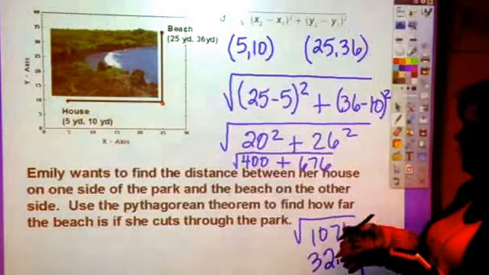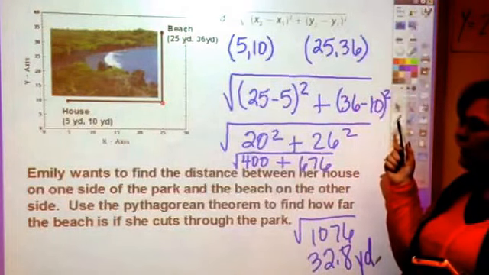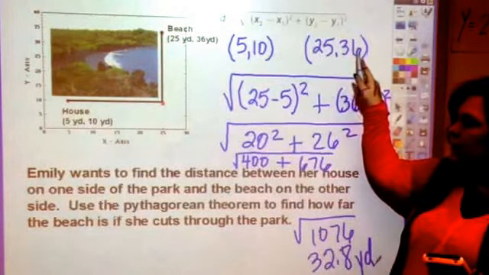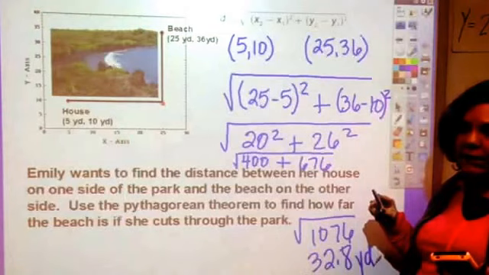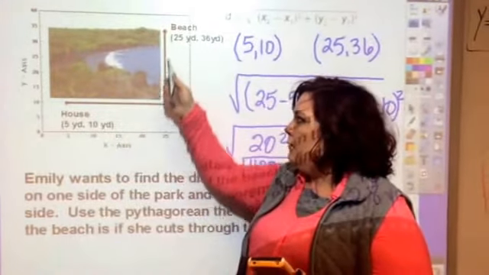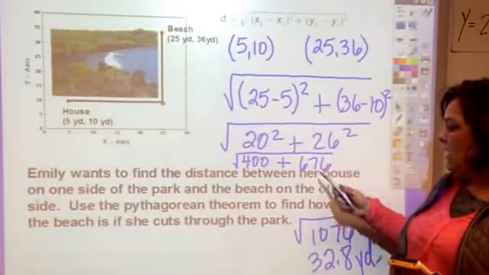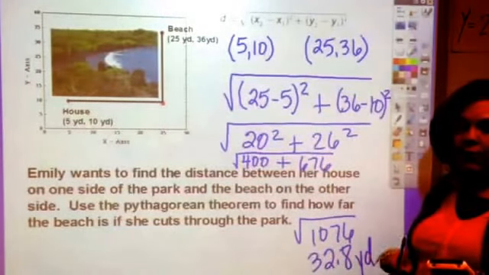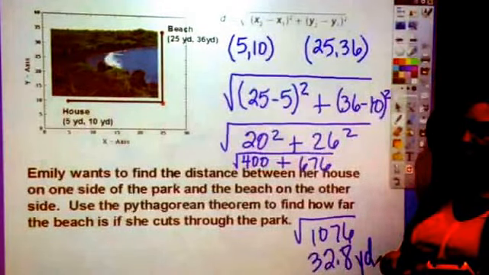But that gives you an idea of how to use the distance formula to find the distance between 2 points on a coordinate plane, or given 2 points in a picture like this. And you just follow through the formula and you'll get your answer.